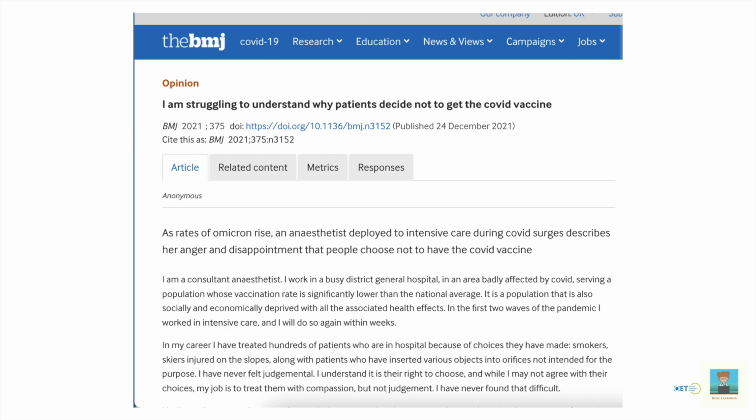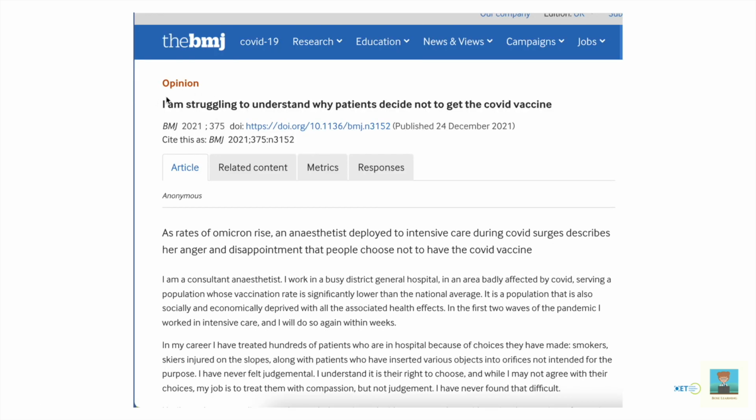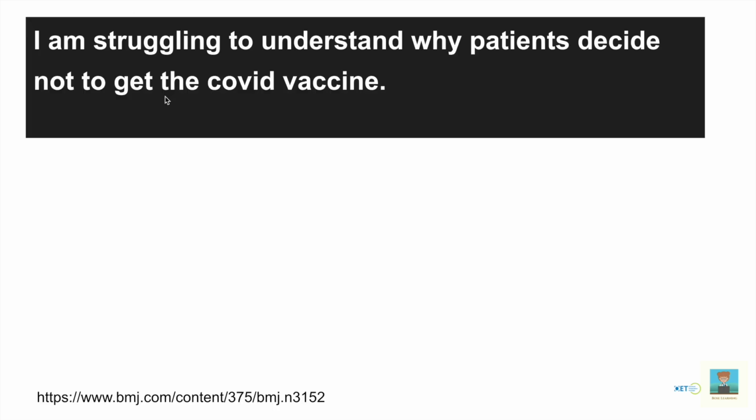Let's focus in just on the heading, which you can see here, but which I've pulled up here as well for you. And the author has said, "I'm struggling to understand why patients decide not to get the COVID vaccine." So let's have a look at this, and what do you pick out from here? What do you expect to read just from looking at this heading?